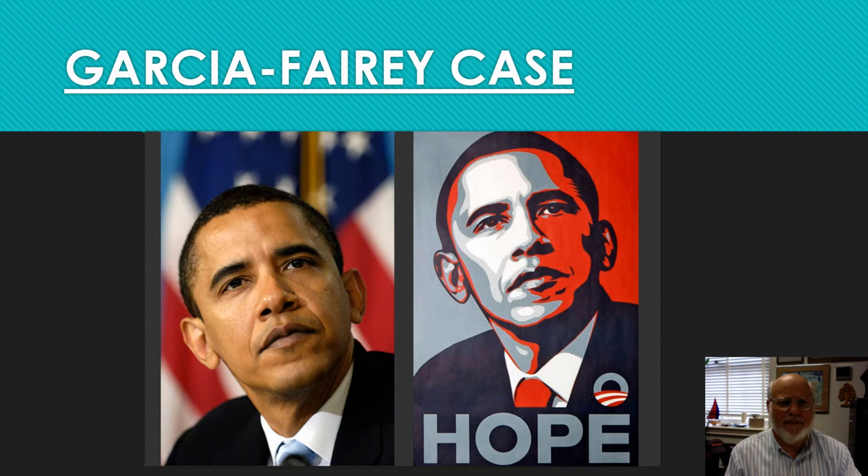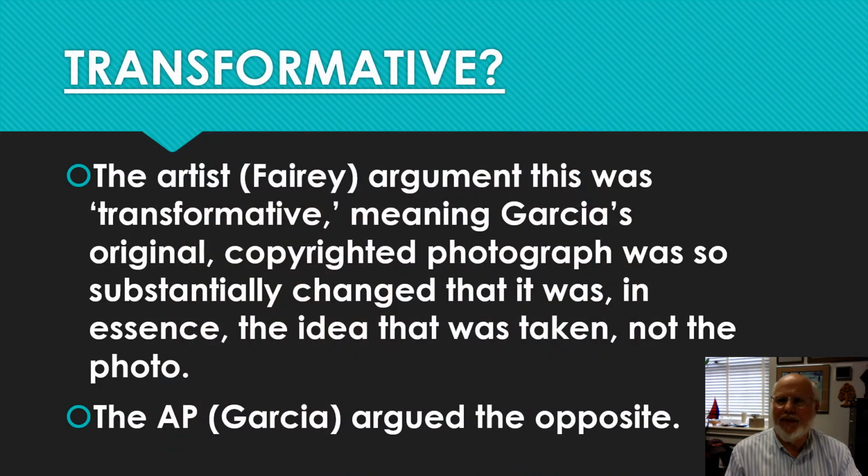But lo and behold, a few weeks after this photograph was published, this campaign poster showed up. And Garcia and the Associated Press were somewhat aggrieved. They said, wait a minute, that's our photograph. We own the copyright to that. And the artist, Ferry, said, no, this is a transformative work. It's so different from the original that it can't be seen to be an infringement on your copyright. It was so substantially changed that, in essence, the idea was taken, but not the photograph. And of course, Garcia argued the opposite.